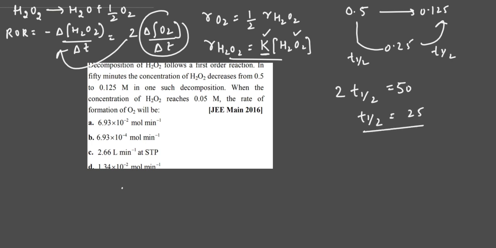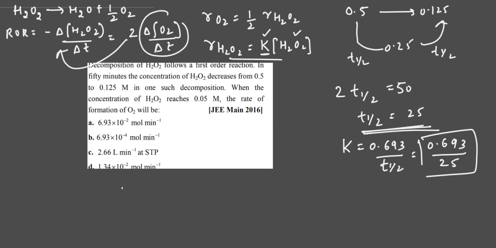I know the value of the half-life here. From the half-life, I will use the formula K is equal to 0.693 upon T half. That means 0.693 upon 25. So here I have got the value of K. I will write the rate of decomposition of H2O2, which is K into the concentration of H2O2. So K is 0.693 upon 25, into the concentration of H2O2, which is 0.05.